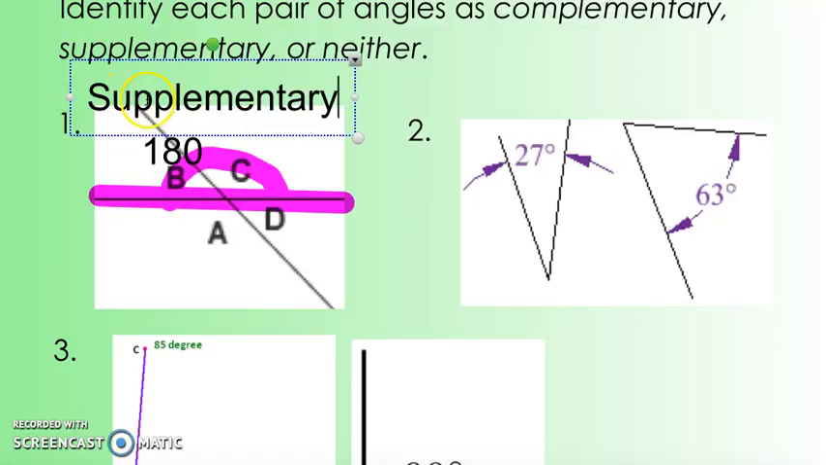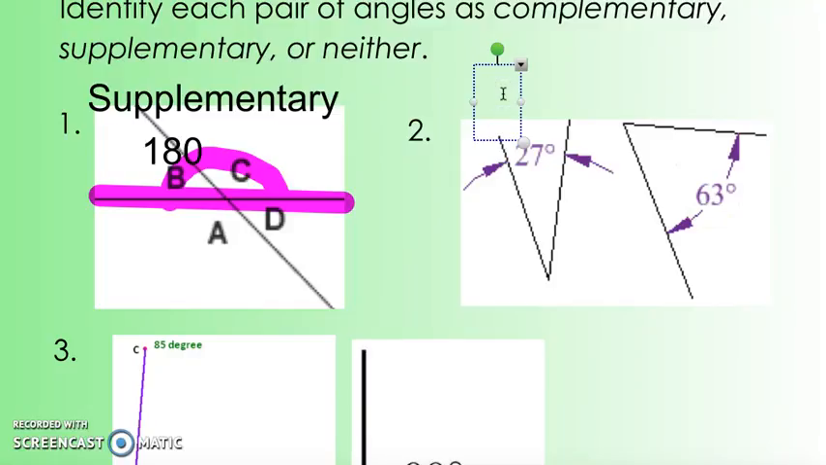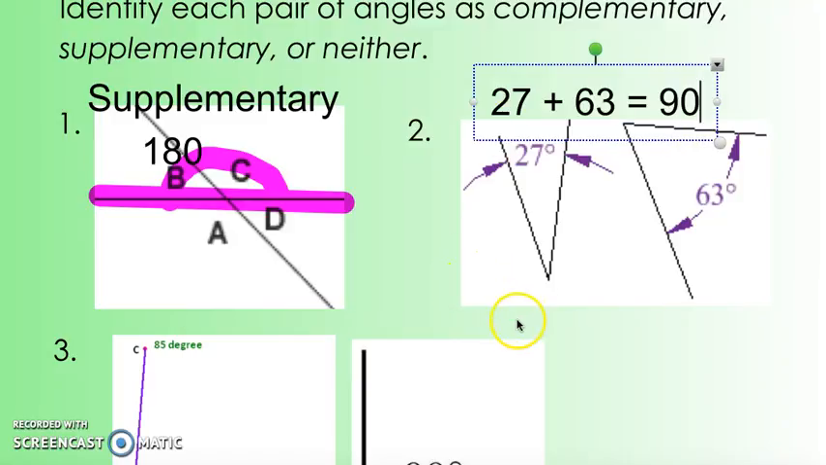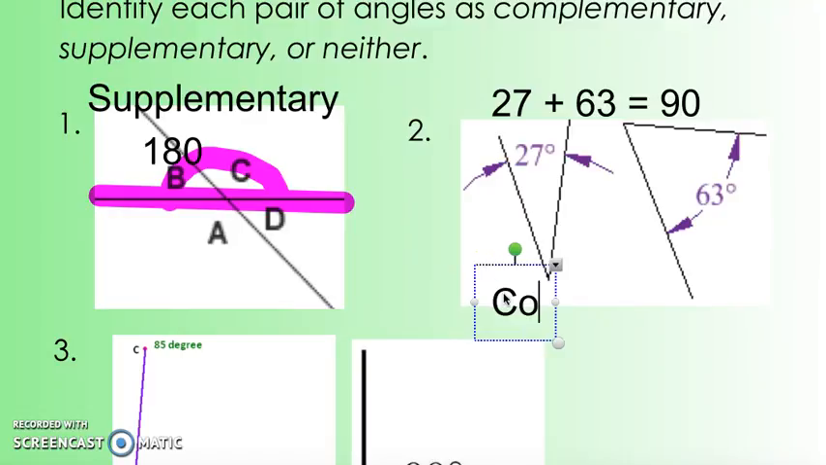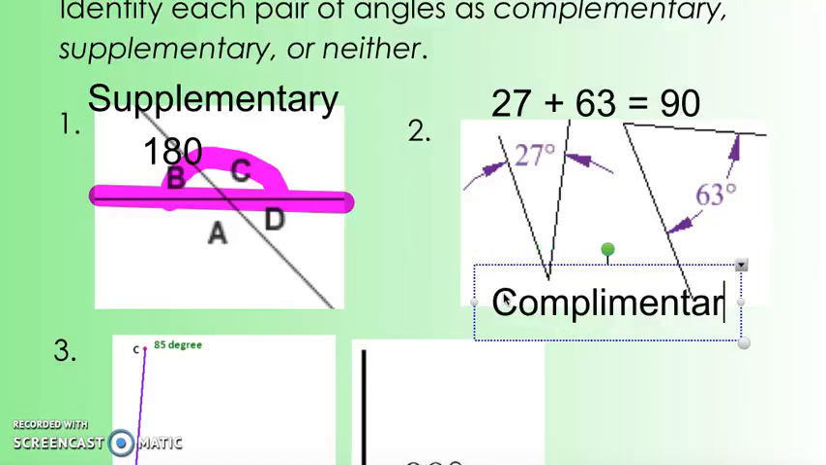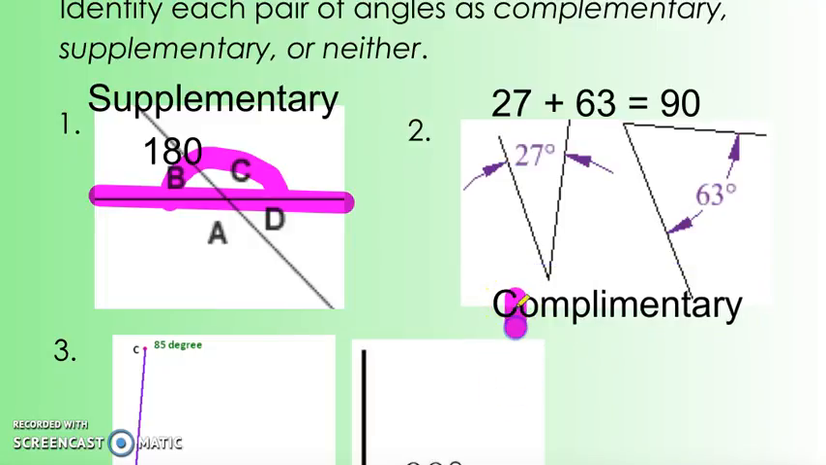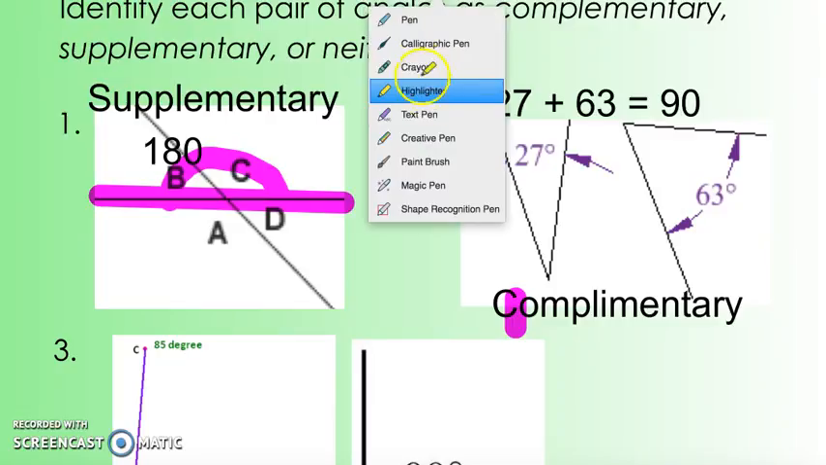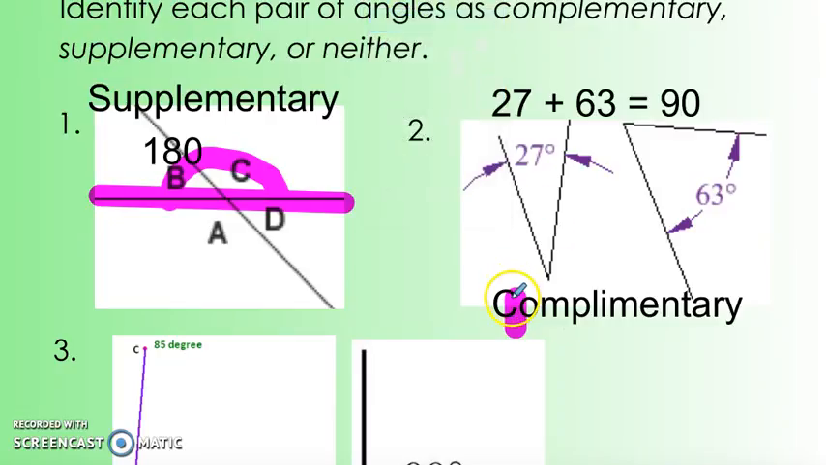Now, how about the next pair? If I have 27 degrees and 63 degrees, do those equal 90 degrees, 180, or neither? Well, if I add them together, I actually get 90 degrees. So if I get 90 degrees, what kind of angles are those? Complementary. Nice job. Remember, if I draw a line, it creates the number 90 right there.